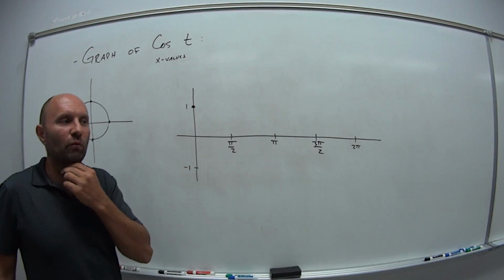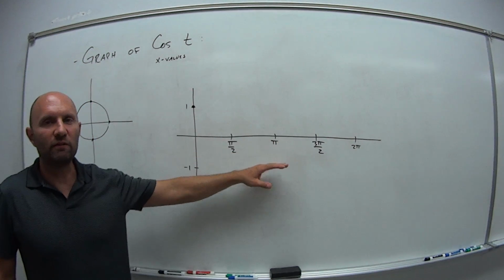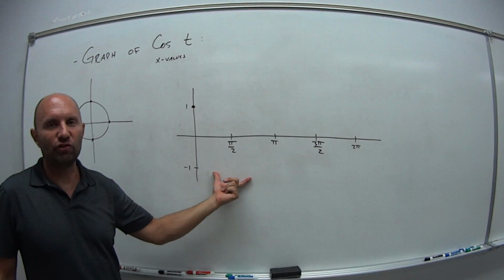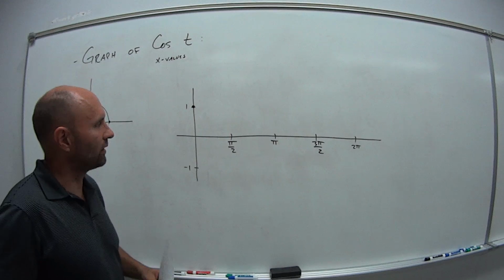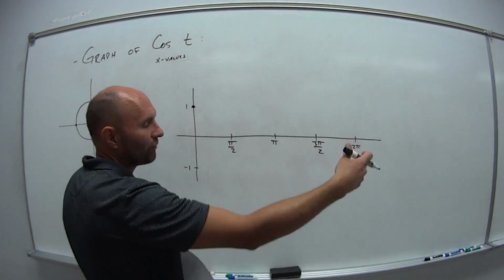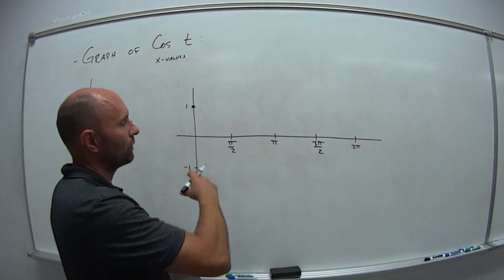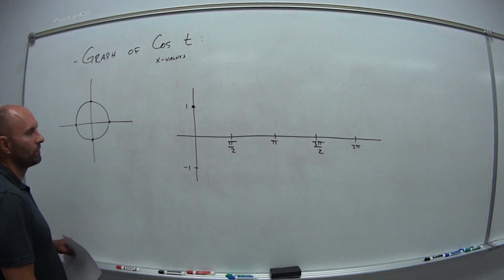And the reason is that when we start doing transformations of these graphs, if we start with these values, we can make our changes off of these values, and it'll give us exactly where the graph is crossing. So we kind of want to always do that. Instead of writing 1, 2, 3, 4, 5 like we would on a normal graph, we're going to do pi over 2, pi, 3 pi over 2, and 2 pi.